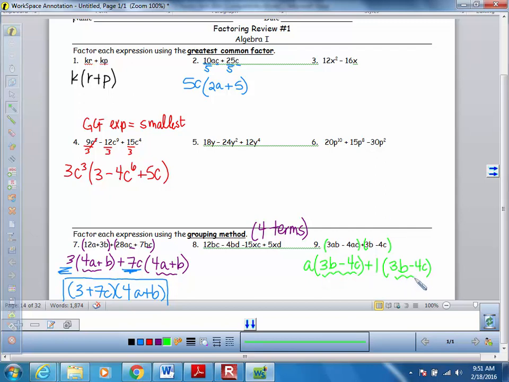My parentheses match, so that means we're going to write everything on the outside, a plus 1 in parentheses, and then we just bring down 3b minus 4c.